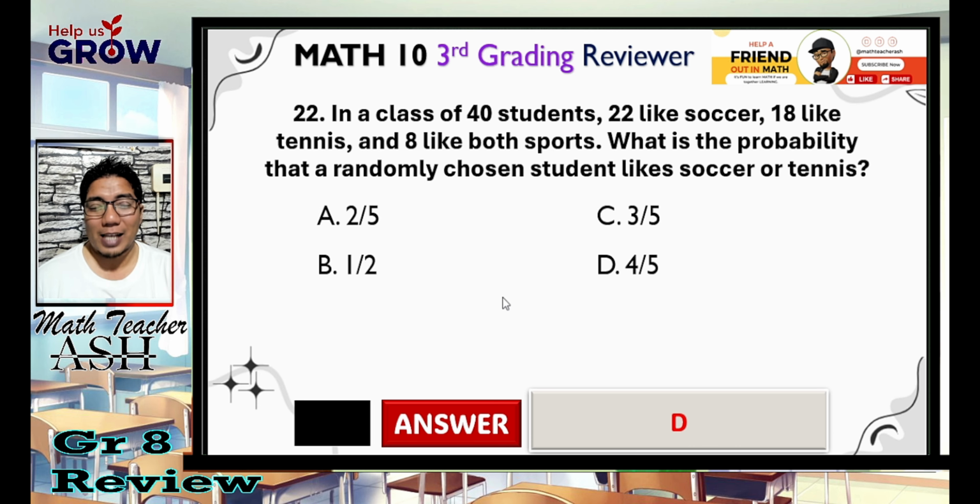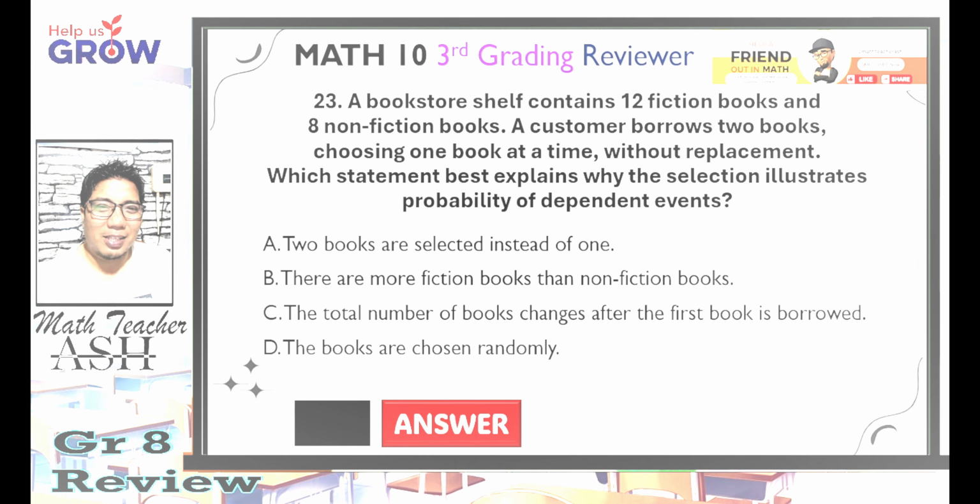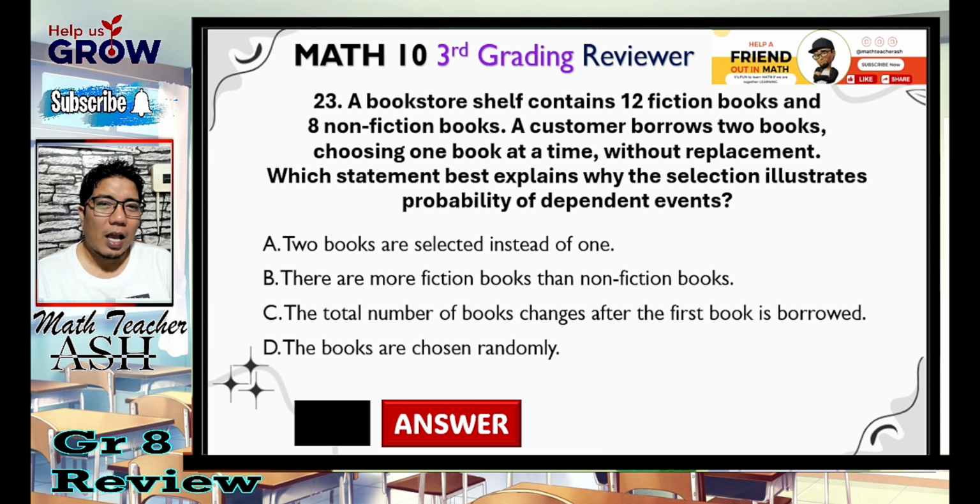Alright, my dear math learners, I hope you got that one. Now, let us go to question number 23. A bookstore shelf contains 12 fiction books and 8 non-fiction books. A customer borrows 2 books, choosing 1 book at a time without replacement. Which statement best explains why the selection illustrates probability of dependent events?